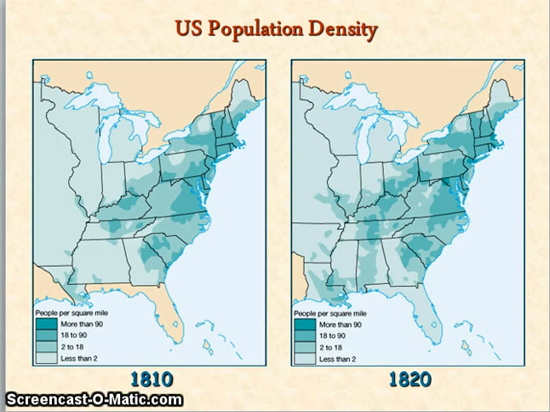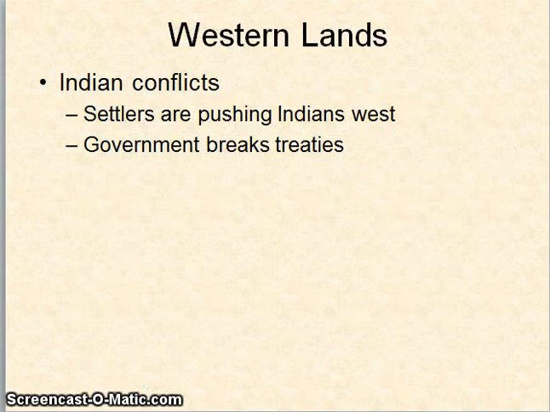So the U.S. population, you can see that most people really do live here on the East Coast, because that's where it originally was. But as time goes on, by 1820, we are going to start expanding out. You can see the really dark areas is where most people are living, and it's the farm areas, the plantation areas of the American South. So Western land, as you're pushing west, you're going to get into conflicts with the American Indians, and the government is going to break treaties constantly with the American Indians.